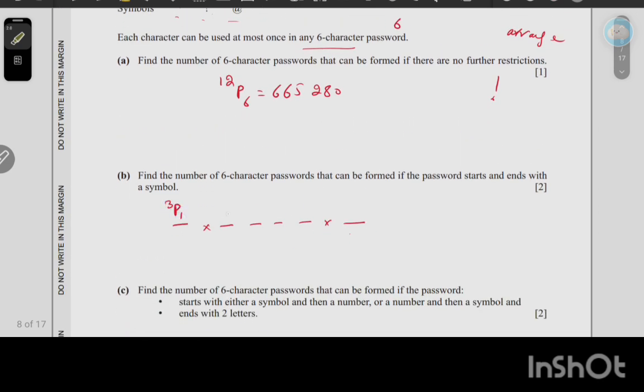Okay, now here 10p4, because here 10 numbers are remaining, and the last one is used, so remaining is two numbers. Okay, starts and ends with the symbol. So remaining we have four numbers and we choose these four numbers from 10 numbers.